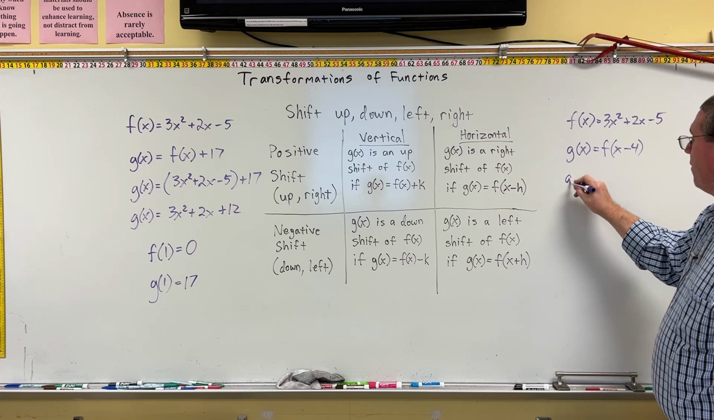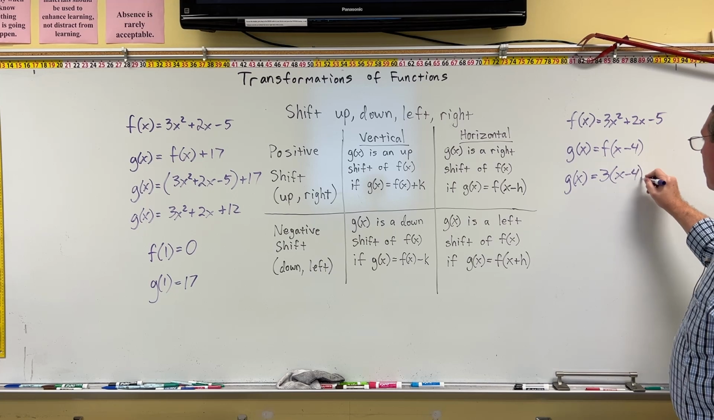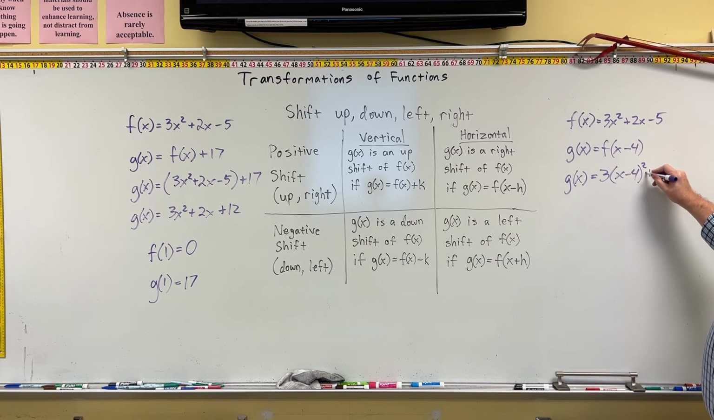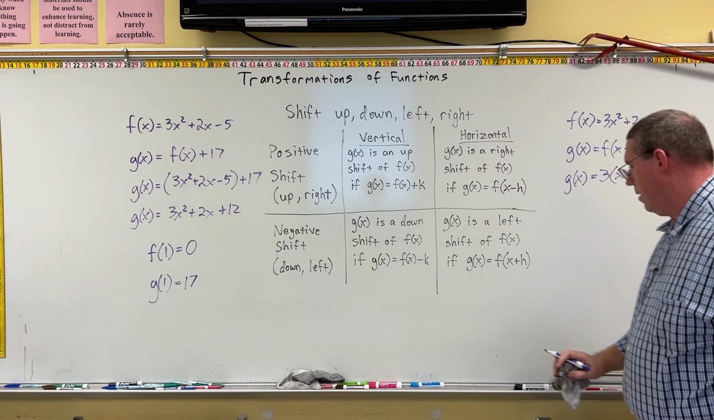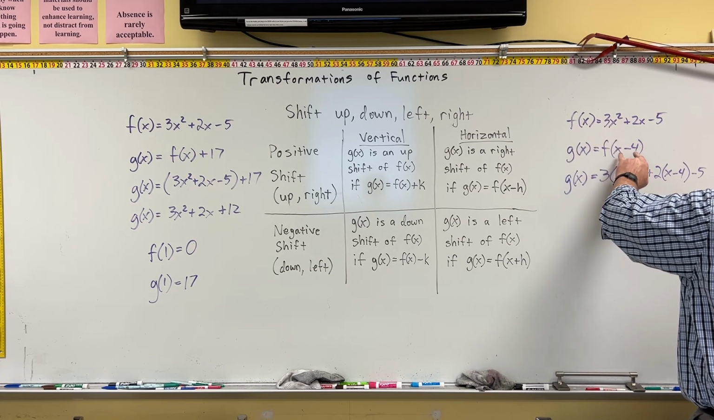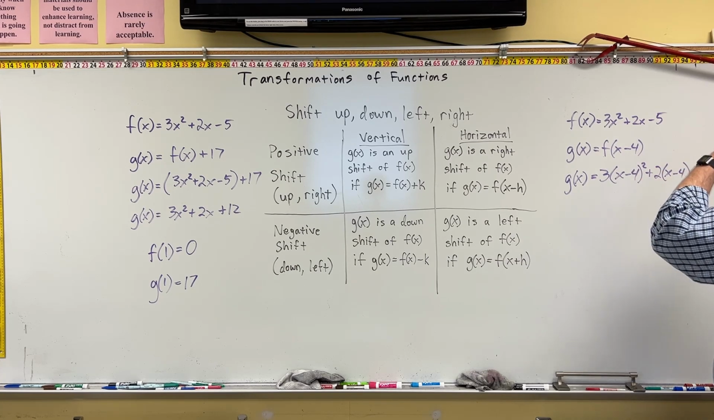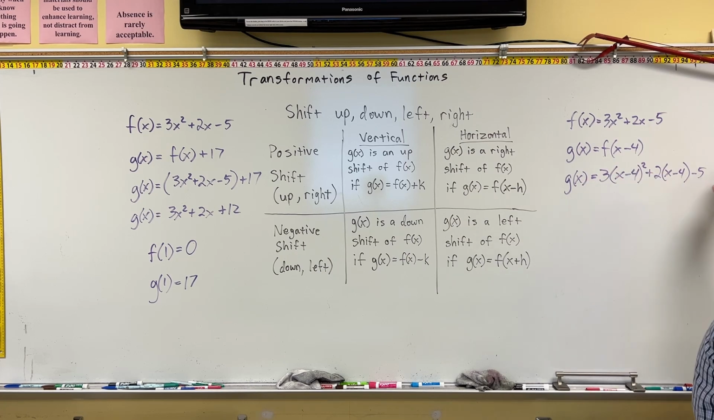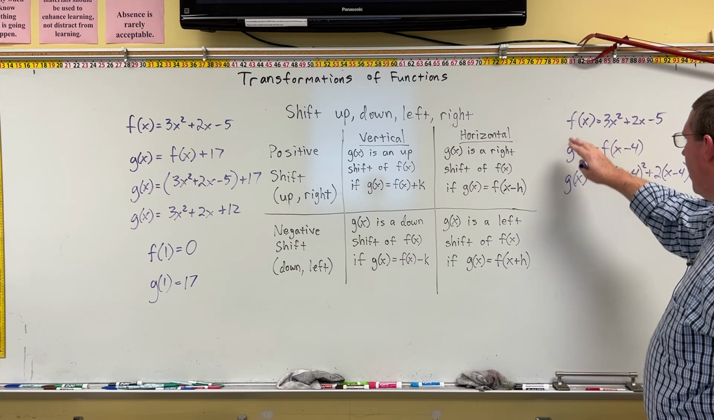And so g of x would be equal to 3 times (x minus 4) squared plus 2 times (x minus 4) and then minus 5. So notice it's a composition function here. In the place of x, we're putting in x minus 4. So we get this x minus 4 and we got this x minus 4. Now I'm not going to expect you to expand this. You don't have to convert this, you can leave it as is. But this would be a rightward shift of the f of x curve.